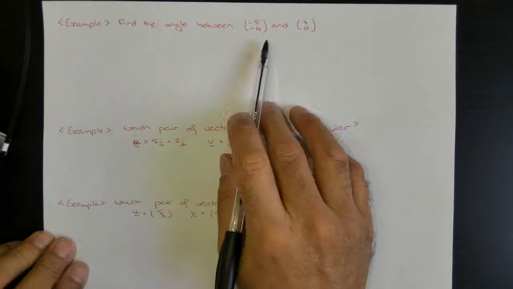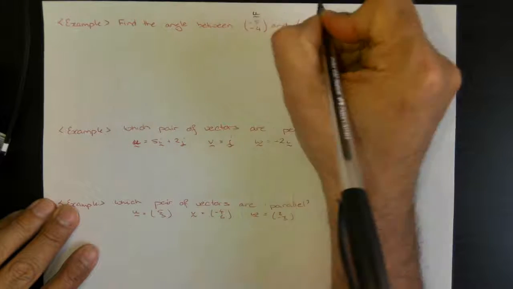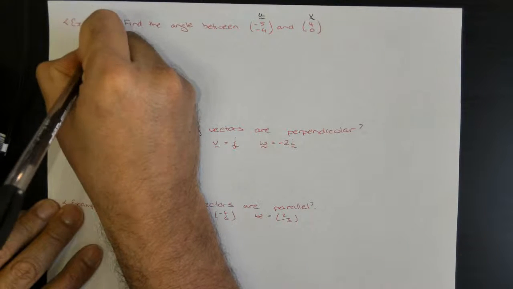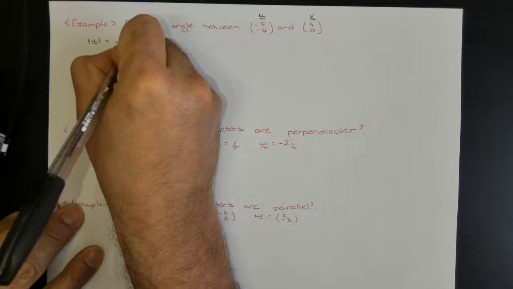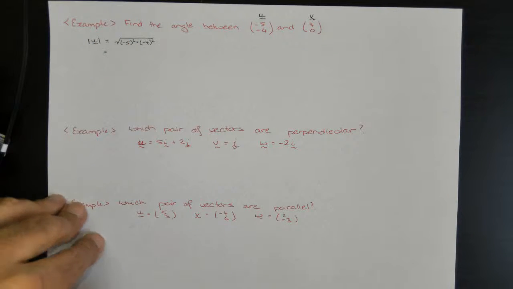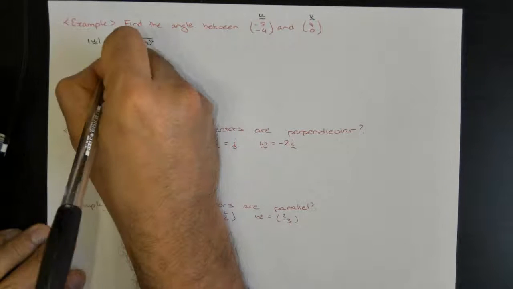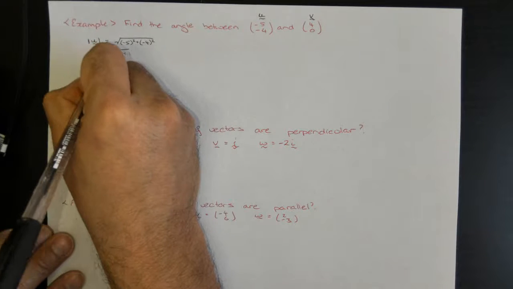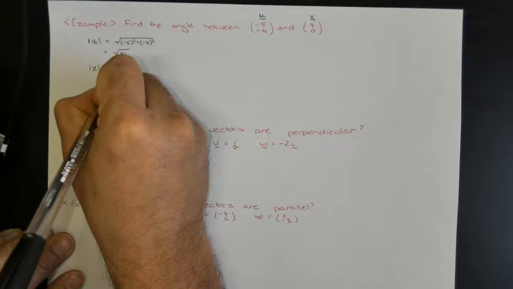All right, we want to find the angle between these 2 vectors. So I'm going to let this be u, and I'm going to let this be v. First thing I'm going to do is find the magnitude of u. That's going to be negative 5 squared plus negative 4 squared. So 25 plus 16 gives me 41. So square root 41. And the magnitude of v is going to be 4 squared plus 0 squared, so it's going to be 4.